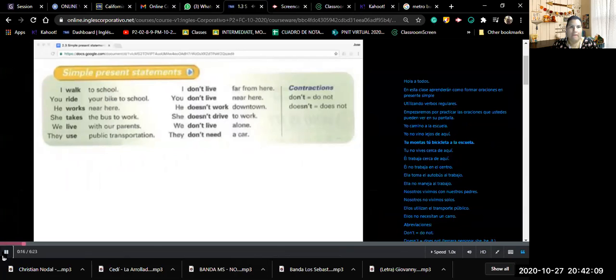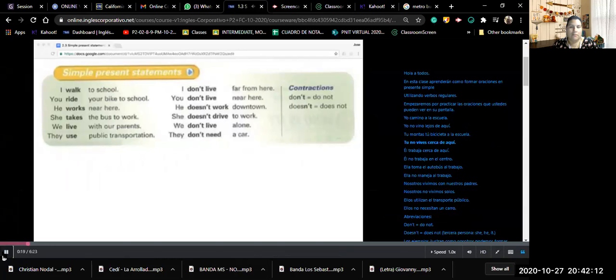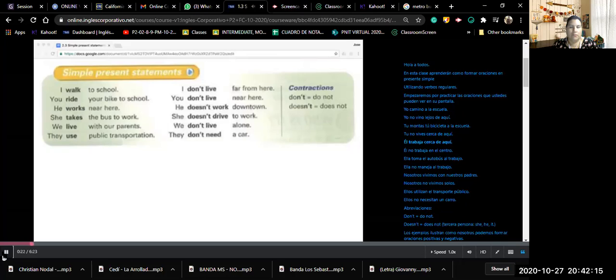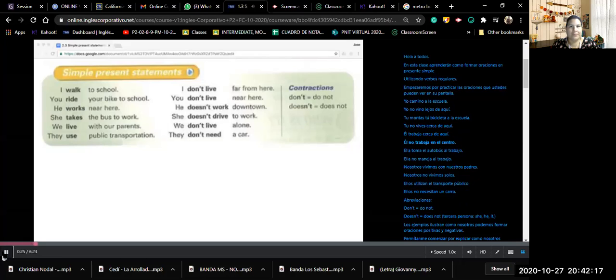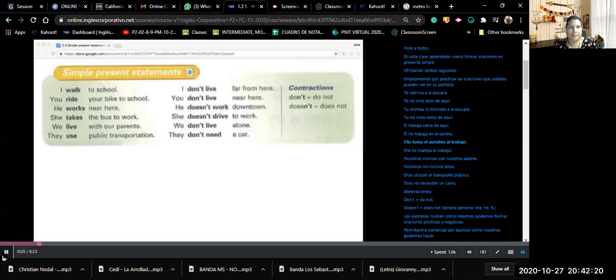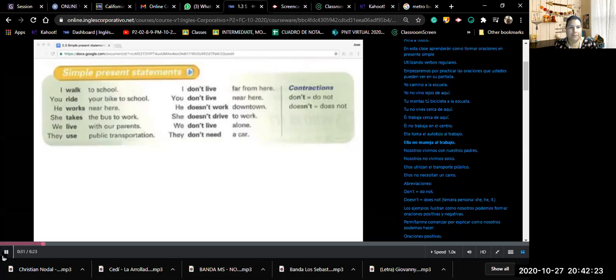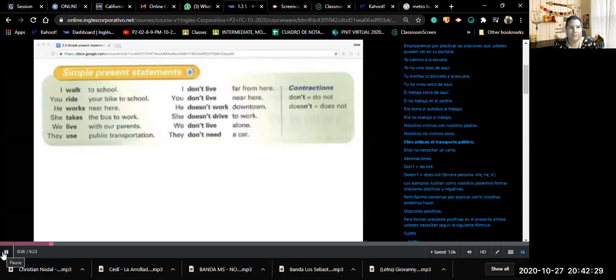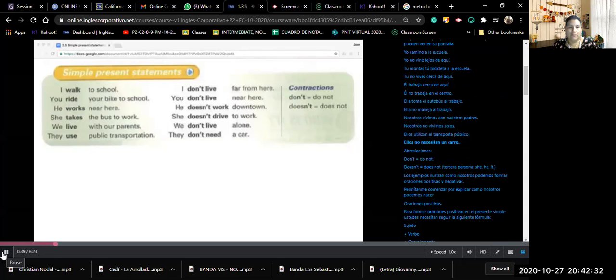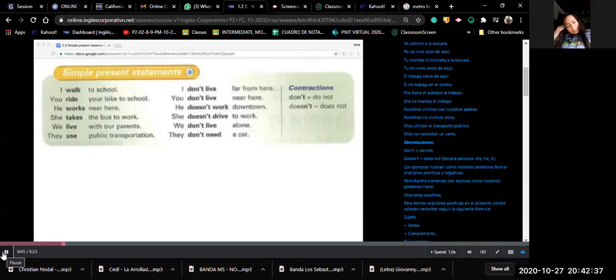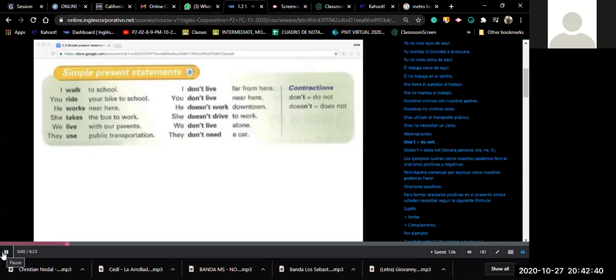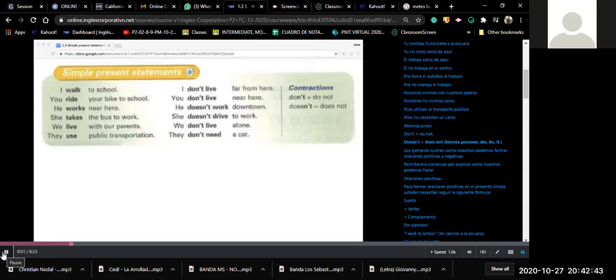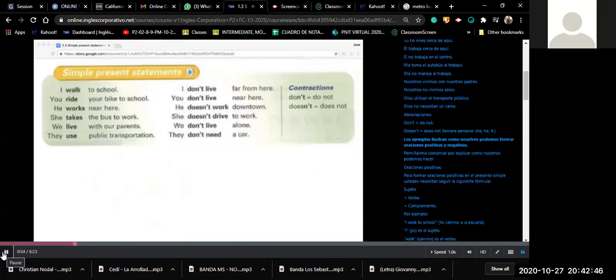Here. You ride your bike to school. You don't live near here. He works near here. He doesn't work downtown. She takes the bus to work. She doesn't drive to work. We live with our parents. We don't live alone. They use public transportation. They don't need a car. Contractions. Don't equals do not. Doesn't equals does not. The examples illustrate how we can form positive statements and negative statements.